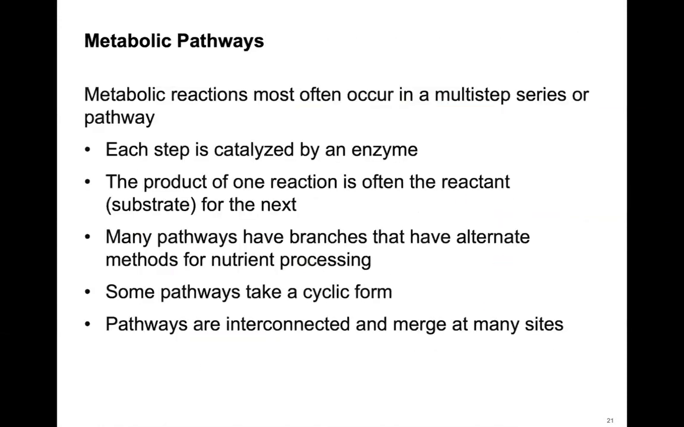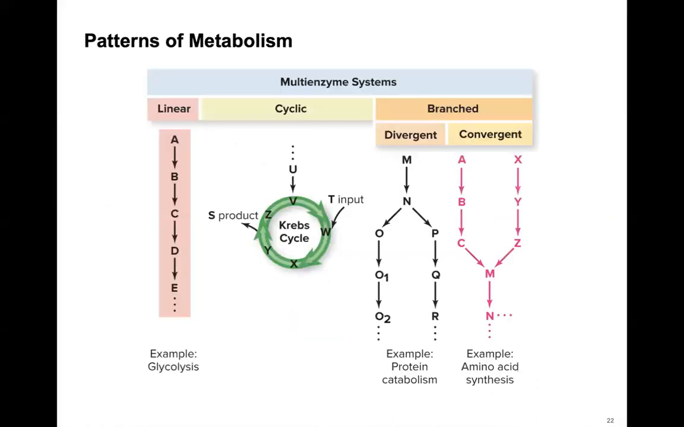Okay, sorry about that. So, metabolic pathways. How do enzymes play a role with metabolic pathways? Metabolic reactions most often occur in a multi-step series or pathway. Each step is catalyzed by an enzyme. The product of one reaction is often the reactant or substrate for the next reaction. Many pathways have branches that have alternate methods for nutrient processing. Some pathways can take on a cyclical form, and pathways are interconnected and merge at many different sites.